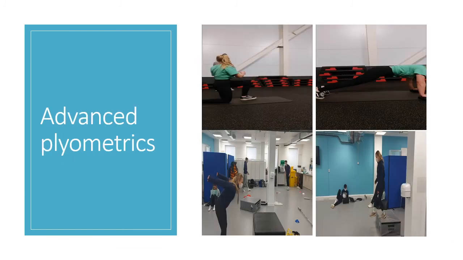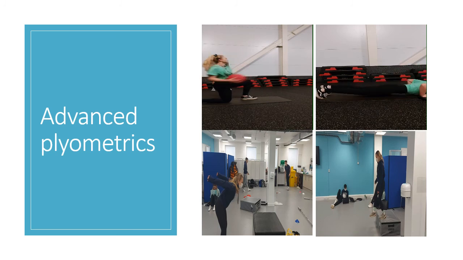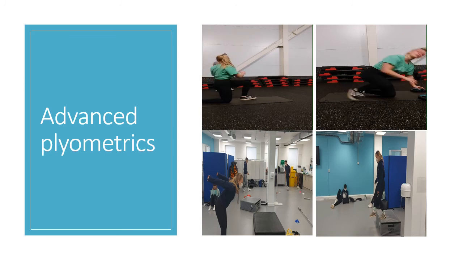For advanced plyometrics, 8 to 10 repetitions for 3 sets of each exercise can be used, starting with half kneeling side toss with the partner using a medicine ball. The client will kneel on one knee and throw and catch the ball using the side toss throw. This can be progressed by kneeling on one knee or regressed by standing.